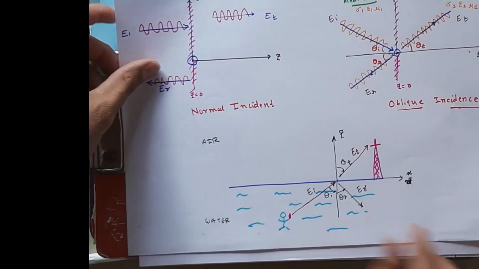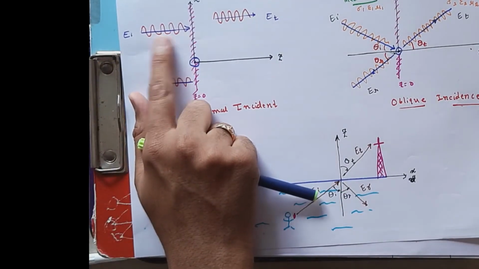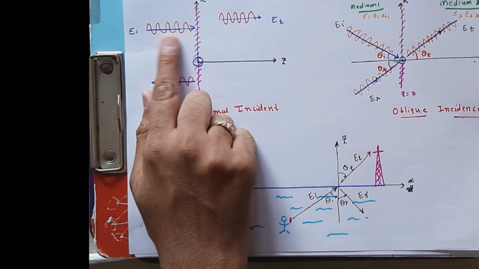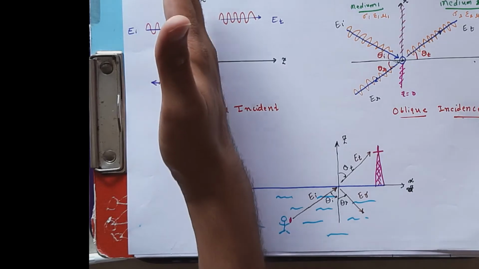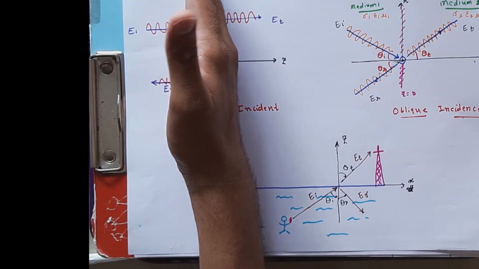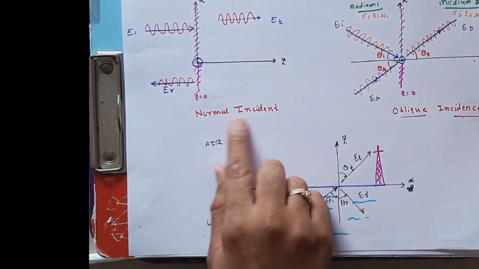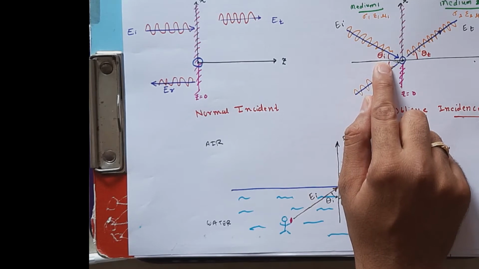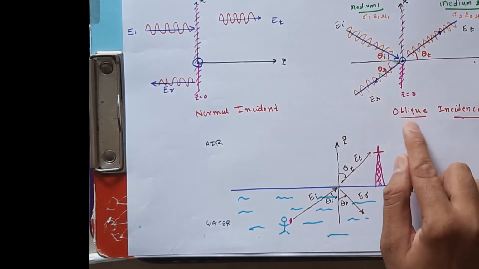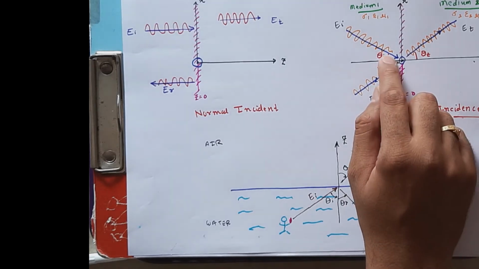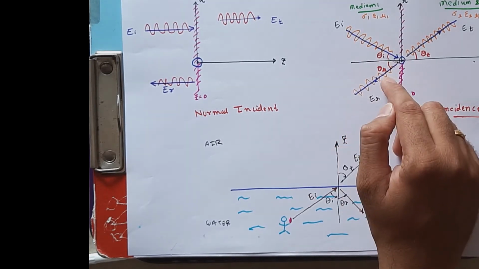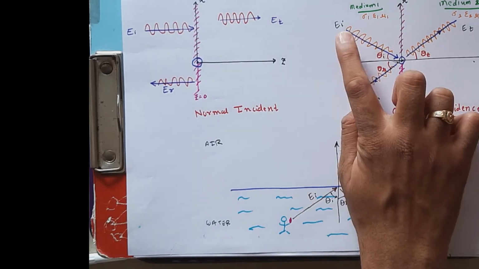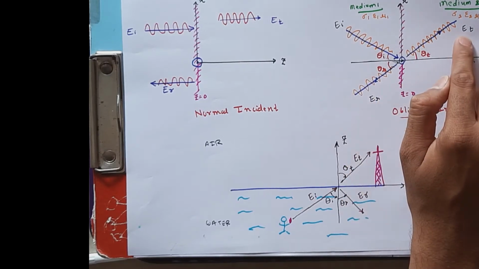So here, if the electromagnetic wave is propagating in the z direction, the electric field or electromagnetic wave is directly perpendicular to the z equals 0 plane. So this wave is perpendicular, and it is known as normal incidence. And if the wave is not perpendicular but makes some angle, theta I, the incidence angle, it is known as oblique incidence. Theta I is the incidence angle, theta R is the reflected angle, and theta T is the transmitted angle, for the incident wave, reflected wave, and transmitted wave respectively.